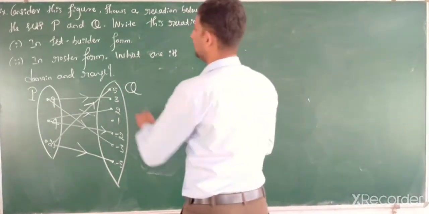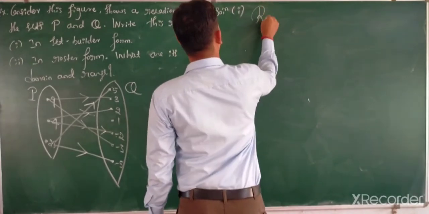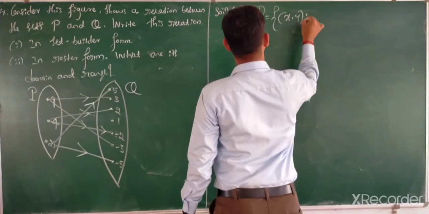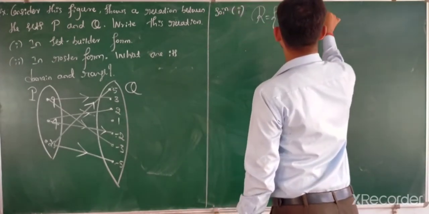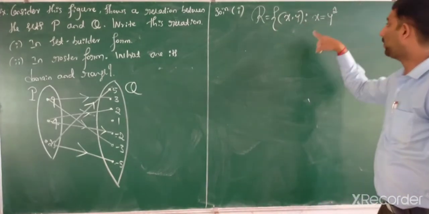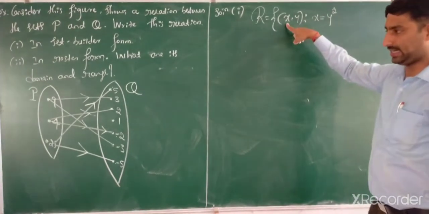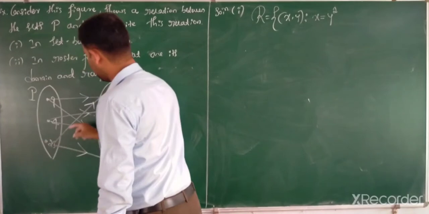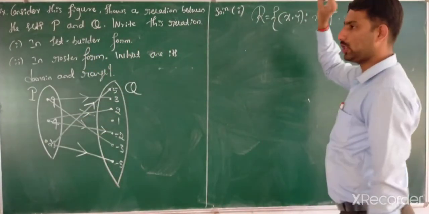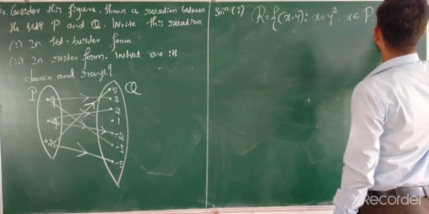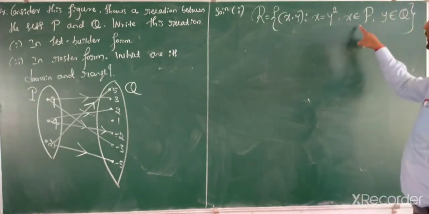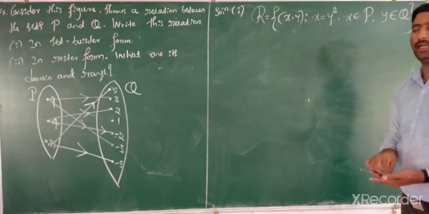Now I will write in the set builder form as relation R is equal to ordered pair x comma y such that x is equal to y square. What is the value of x? X is in the first set, that is nothing but this x. What you have to write? X belongs to capital P and y belongs to capital Q. That's enough.